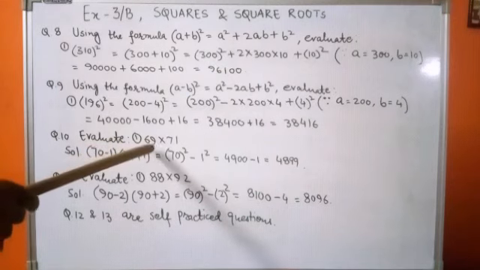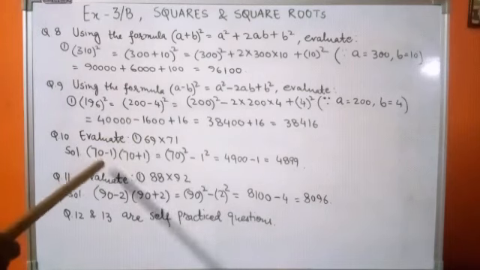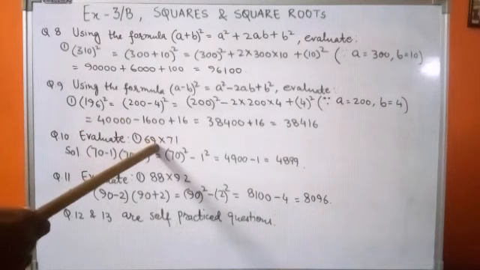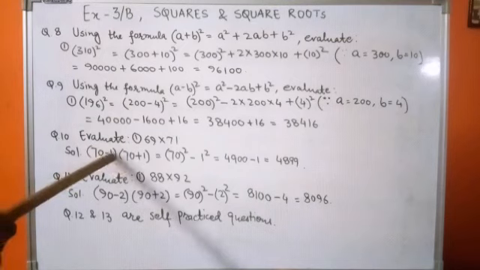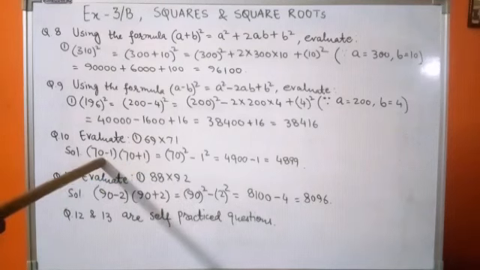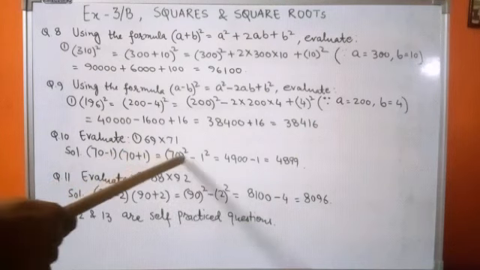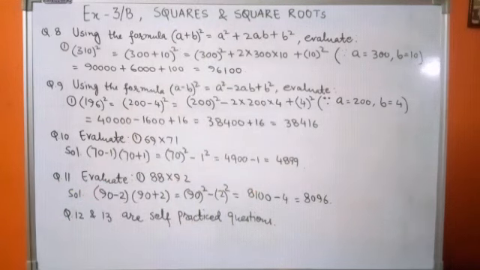Now about question number 10. Here we have to find out the product of 69 into 71. Again, we have to change them in a minus b form and a plus b form, where 69 can be written as 70 minus 1 without changing its value, as well as 71 as 70 plus 1, so that a is 70 and b is 1, so that a square minus b square is equivalent to 4,899.